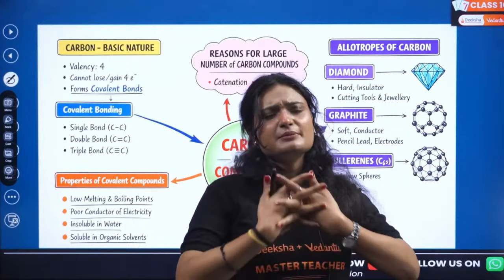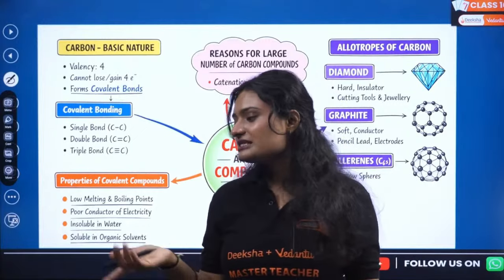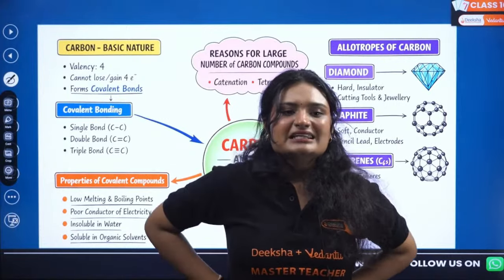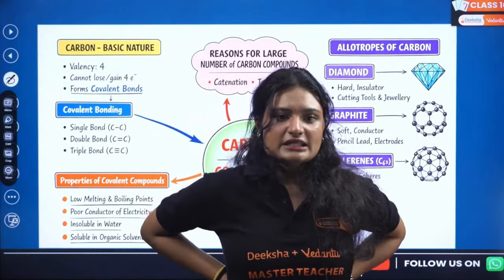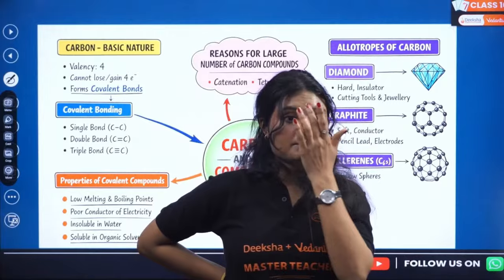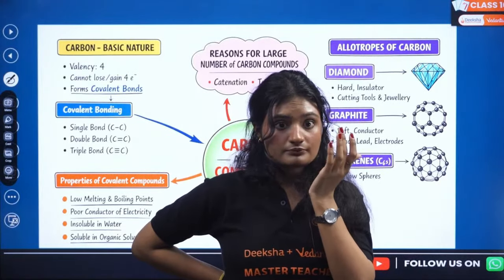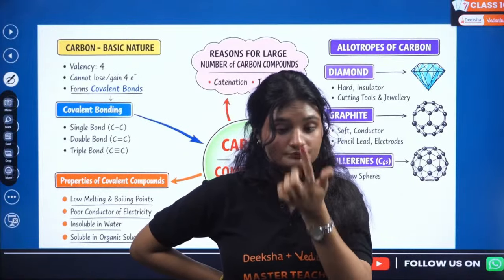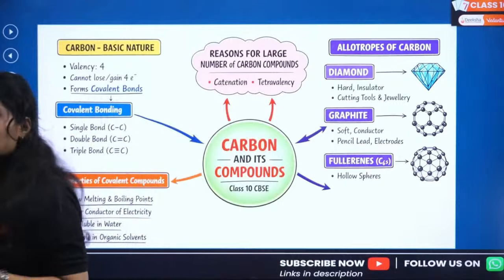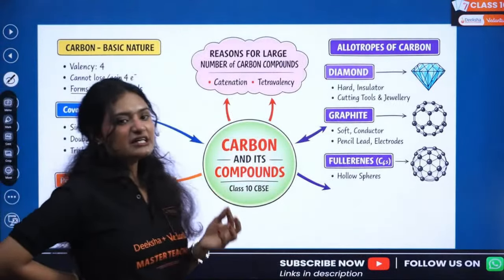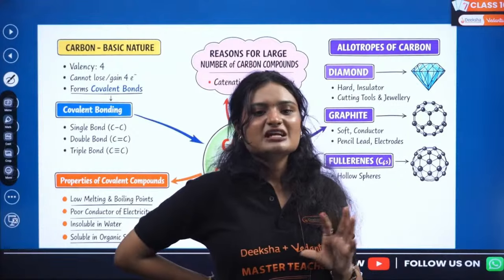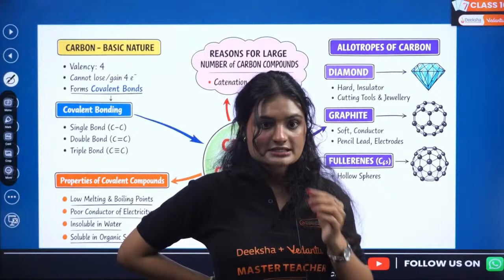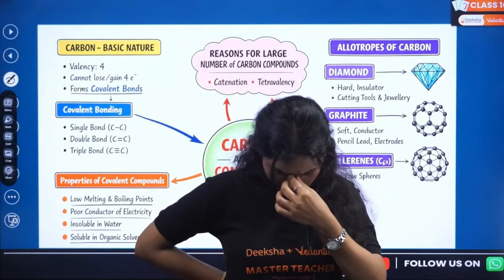Now, what is carbon? Carbon has an atomic number of 6. It has 6 protons, 6 electrons, 6 neutrons, right? There are plenty of compounds that it can form. Carbon can form millions of compounds. That's why we have an entire chapter dedicated to it in chemistry, that is, carbon and its compounds.